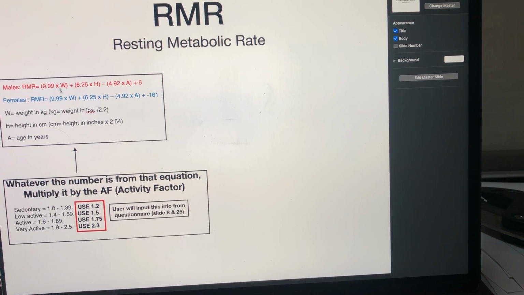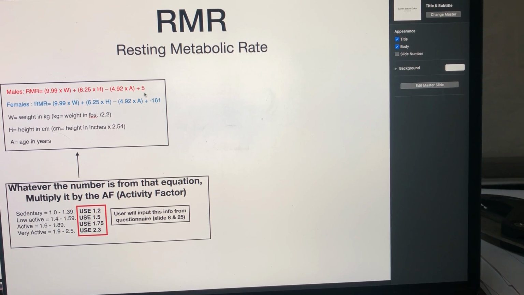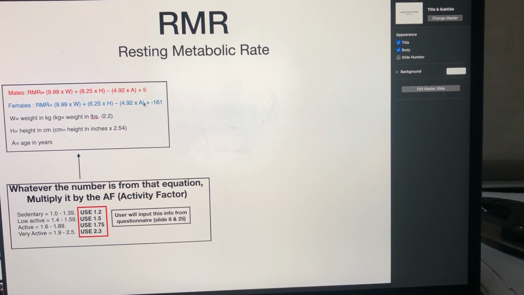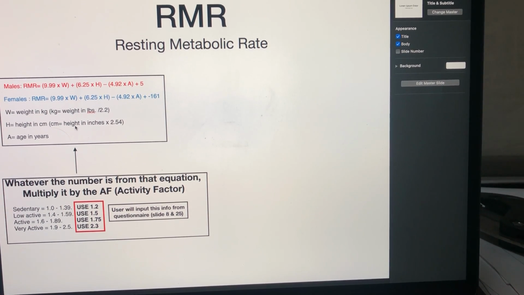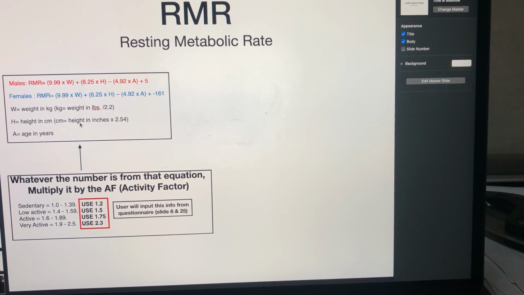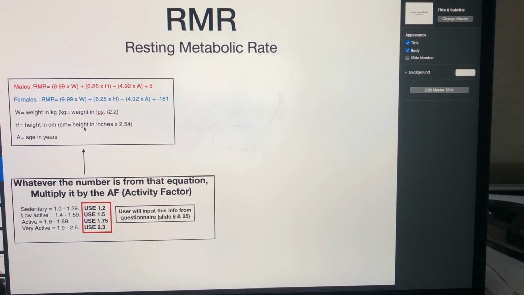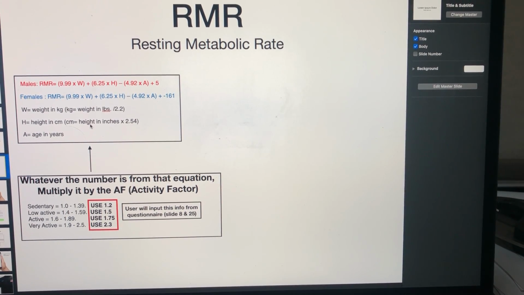These two different equations are basically identical, except for the end we add 5 for the males, and for the females we add a negative 161. That's something that is in most personal training textbooks and nutrition textbooks. It's a standard in the industry.